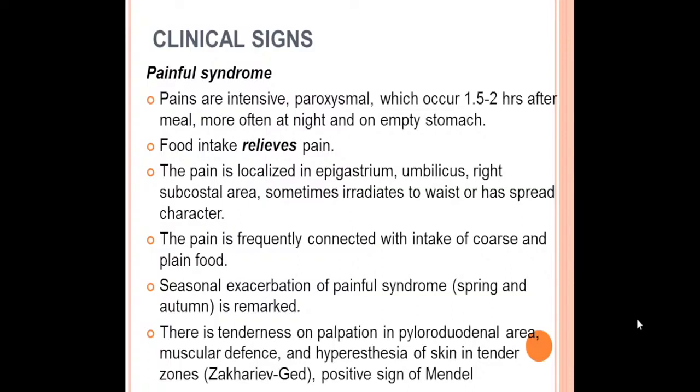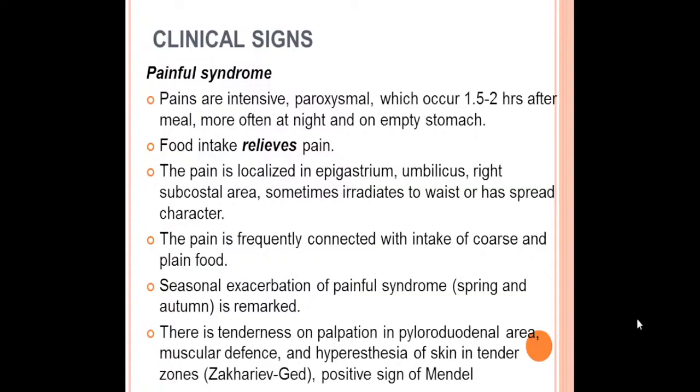There is tenderness on palpation in the pyloroduodenal area, muscular defense, and hyperesthesia of skin in the tender zone. It is the Zakharyin-Head zone, and the positive sign of Mendel. I repeat, what is it? The positive sign of Mendel.